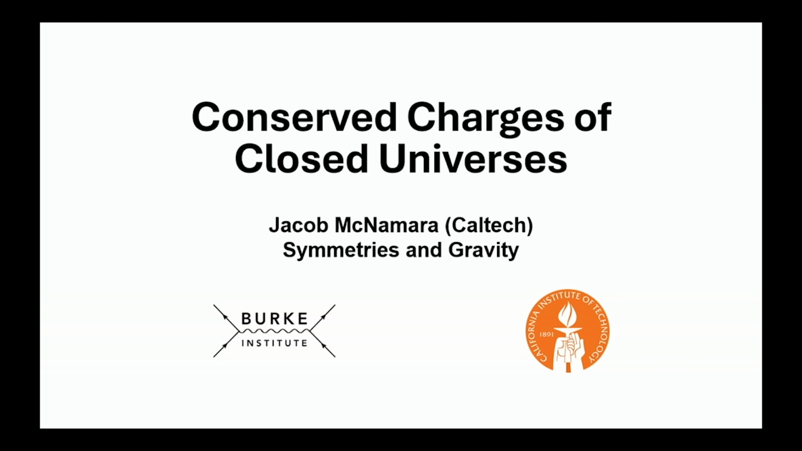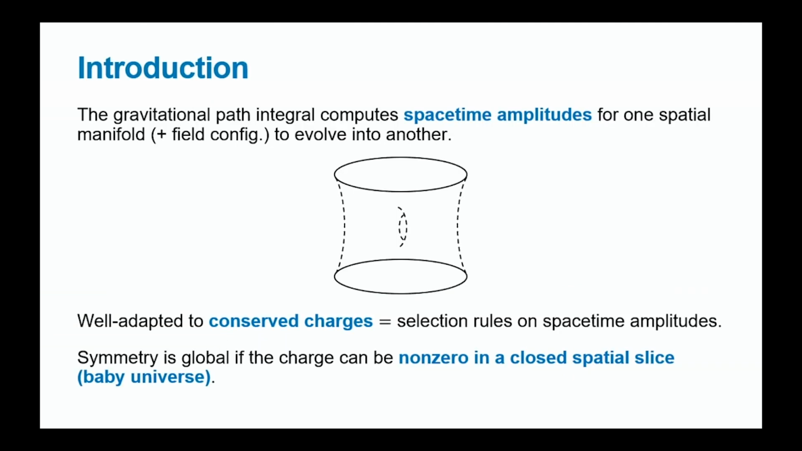So this talk is very much in the spirit of Daniel's talk in that I'm going to try to define what it would mean to have a global symmetry in quantum gravity, to tell you what it is we say can't exist. So the starting point is to discuss what are the actual physically meaningful things you can compute in a quantum theory of gravity.